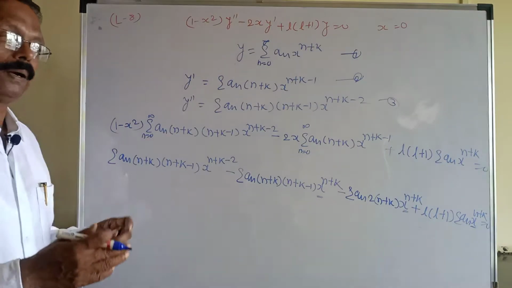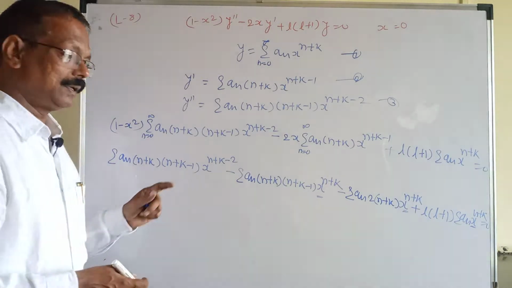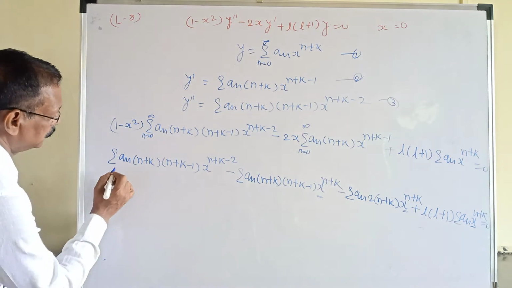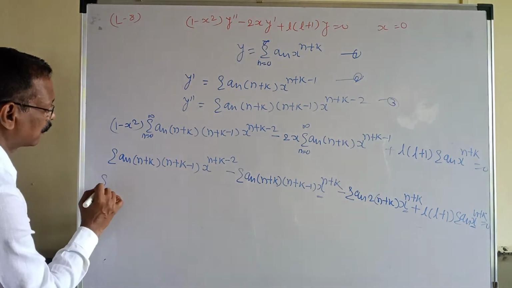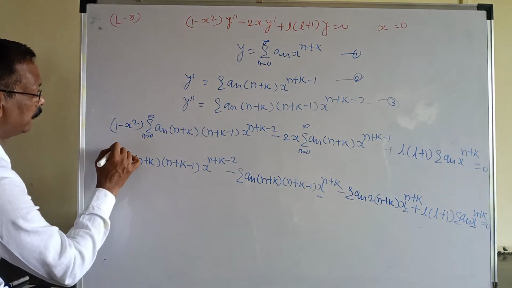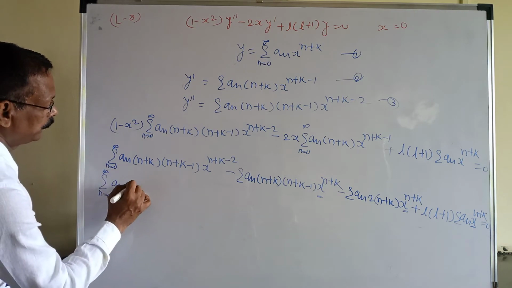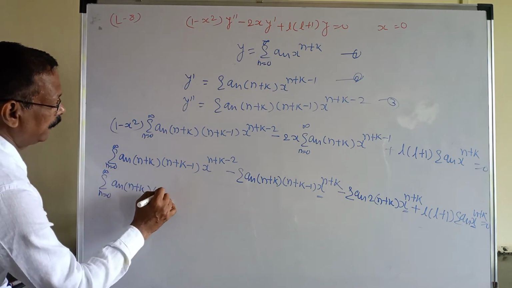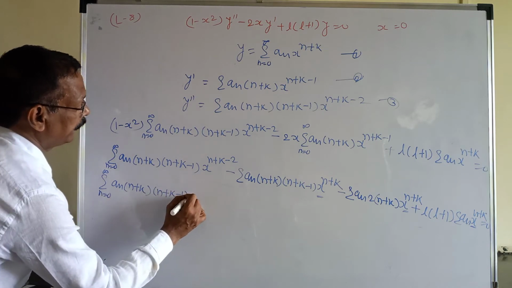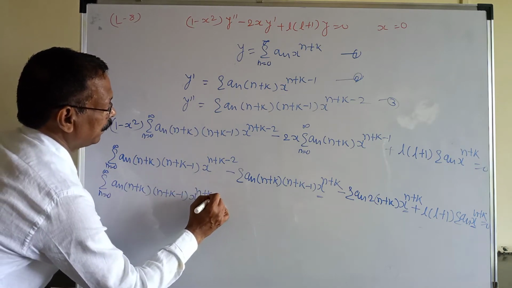So here, if we combine the equal powers of x, then we get the next step. The first term is as it is. It is the summation of n from 0 to infinity, a(n+2) into (n+k) into (n+k-1) into x raised to (n+k-2).